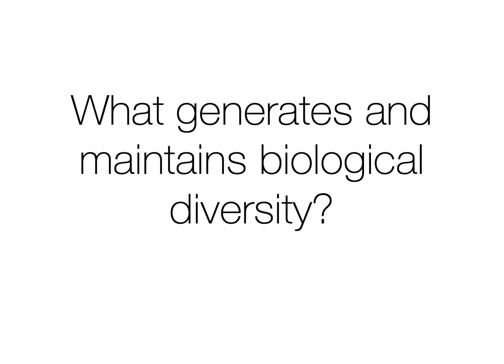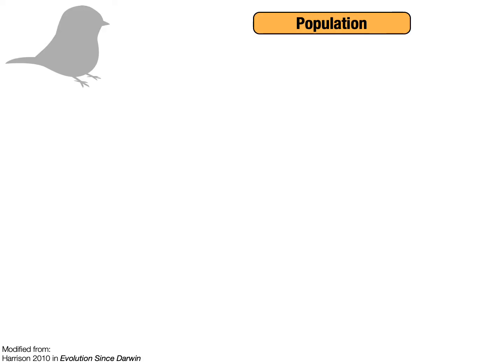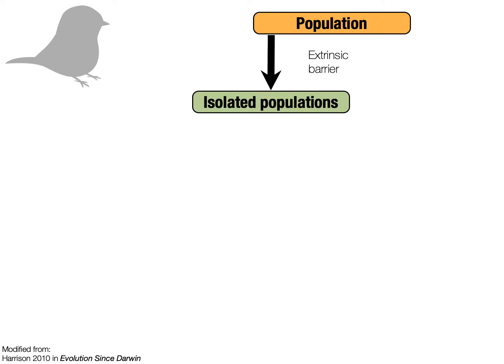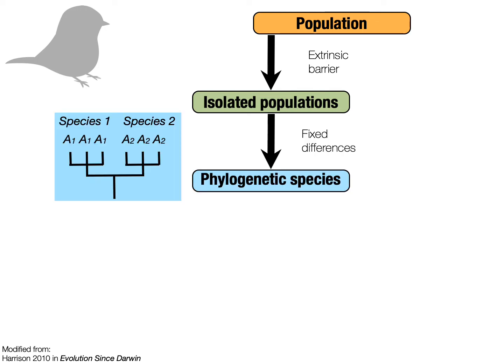In order to answer the question, which maybe is unanswerable, but at least we can start to piece things together, I think about it in a framework that Rick Harrison laid out in Evolution since Darwin, wherein populations can be split by extrinsic barriers like mountain ranges or rivers leading to isolated populations, within which drift and natural selection can act to cause populations to diverge.